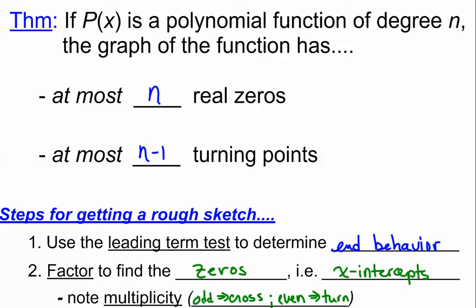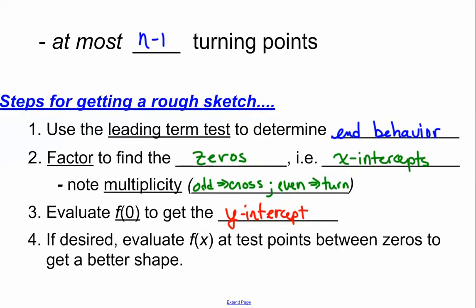It says that if p of x is a polynomial function of degree n, and remember the degree here is just the highest exponent in our function, then the graph has at most n real zeros. The real zeros again are the x-intercepts that we'll see on our graph, and at most n minus 1 turning points. So if I have a degree 5 polynomial, it could have 5 zeros or x-intercepts, and it could turn 4 times in order to get those. Doesn't mean I have that many, it just means I could have up to that many.